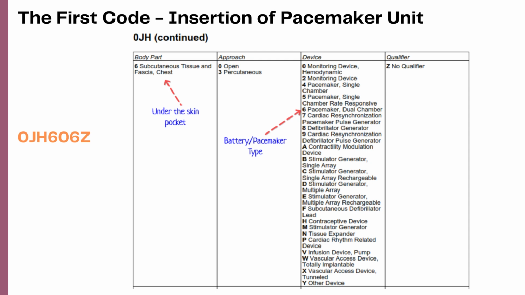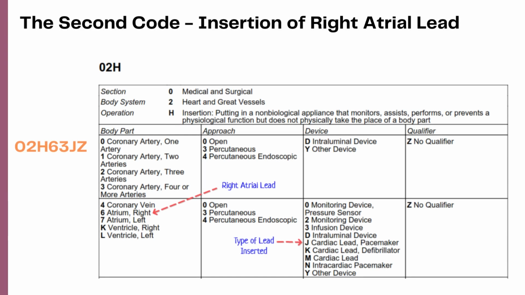So the code for the insertion of the pacemaker unit or the battery is 0JH60 and Z. This is the first code for the pulse generator or the battery. So the second code is for the insertion of the right atrial lead.